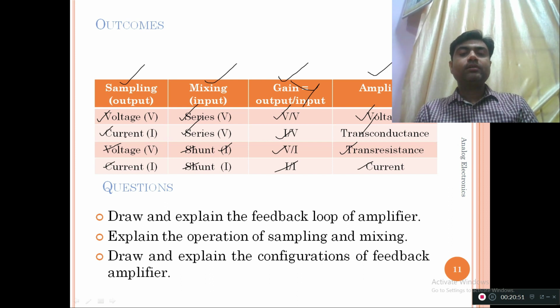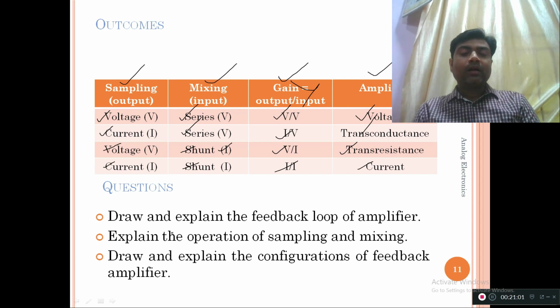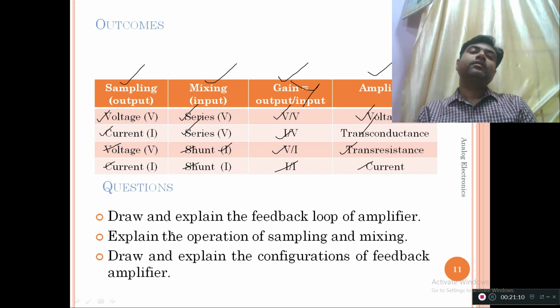So in examination, it can be asked that draw and explain the feedback loop of the amplifier, and explain the operation of sampling and mixing: how sampling is performed, how mixing is performed, why sampling is done with voltage in shunt or current in series, and why mixing is just opposite to that. You would have to explain that, and then you will be asked to draw all the configurations of the amplifiers and explain the basic features of that.